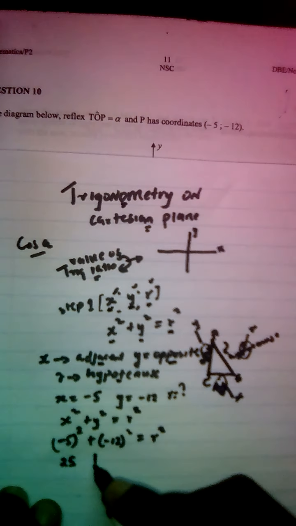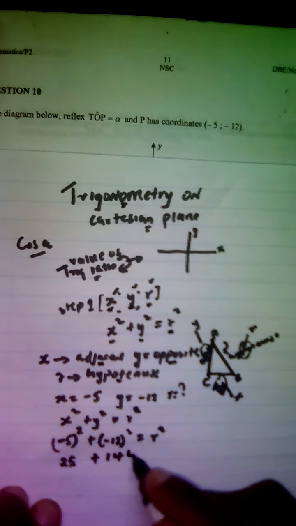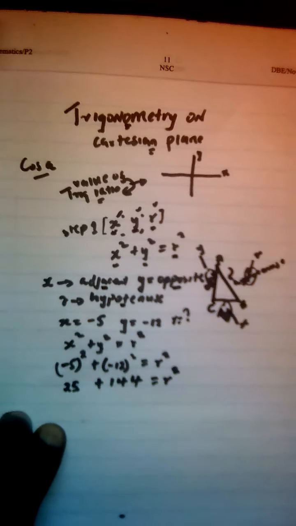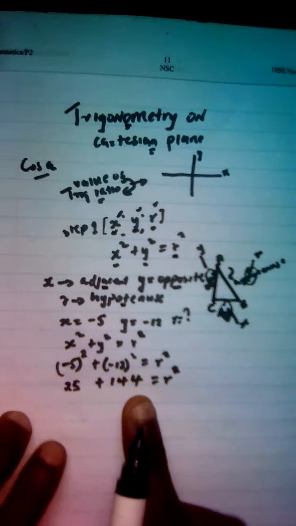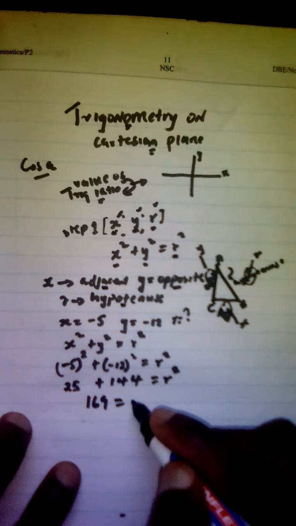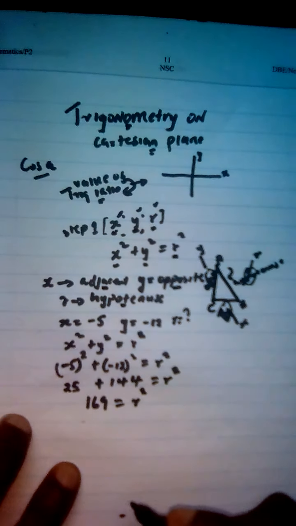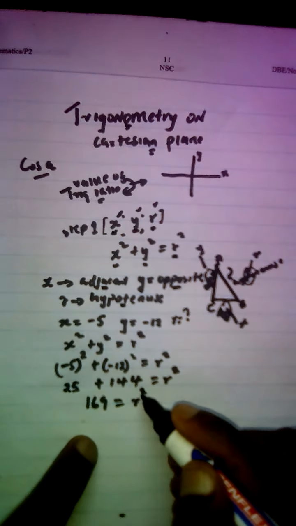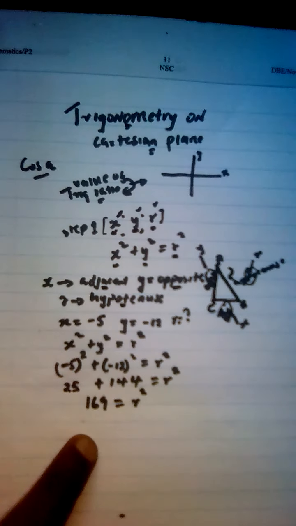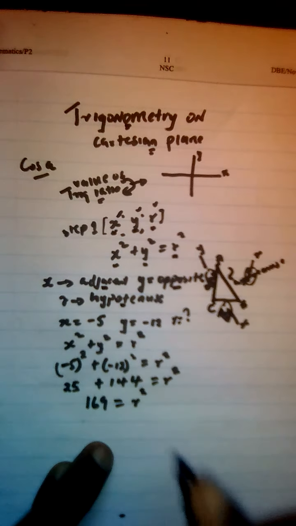25 plus 144 equals R squared. 25 plus 144 is 169. 169 equals R squared. You still remember how to remove exponent 2? By putting the square root on both sides.